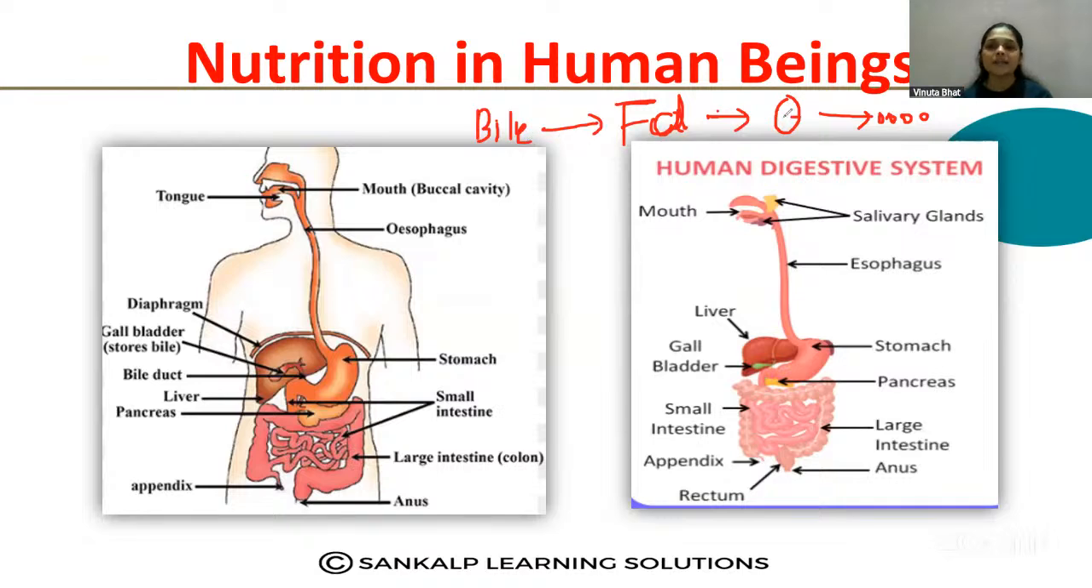Okay, and why is this conversion very important? Because the enzymes are not able to break down the large globules of the fat. So this process is required. This is the function of the bile juice. Then the second important thing is about the pancreatic juice.